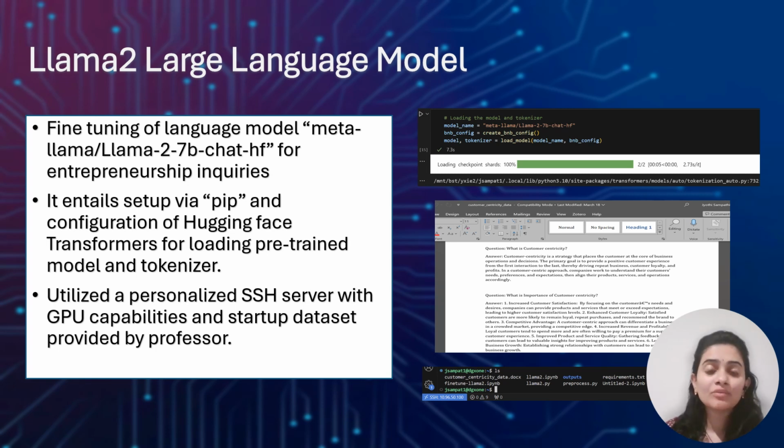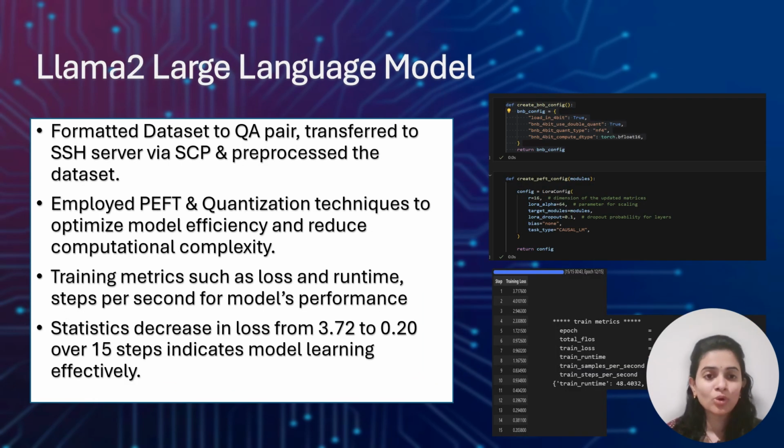The setup was done by an API, and we imported the necessary libraries and configured Hugging Face transformers for loading the pre-trained model and tokenizer. The first screenshot shows the loading of the model and tokenizer, and we utilized a personalized SSH server with GPU capability and startup data provided by the Professor. The original document was converted into question-answer style pairs generated by a Python script, and that document was transferred to the SSH server using the SFTP protocol.